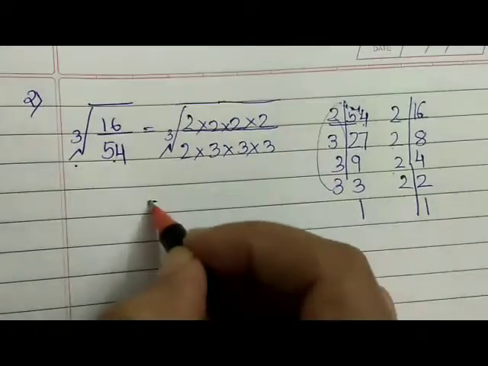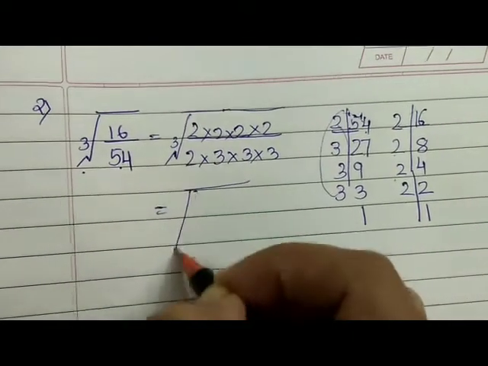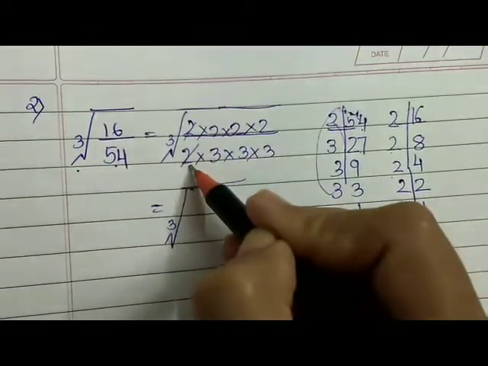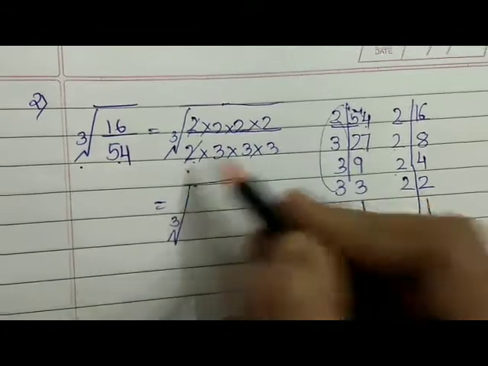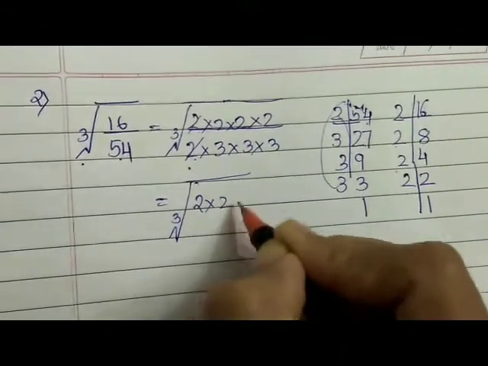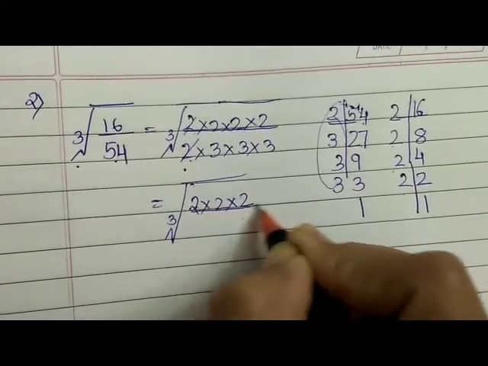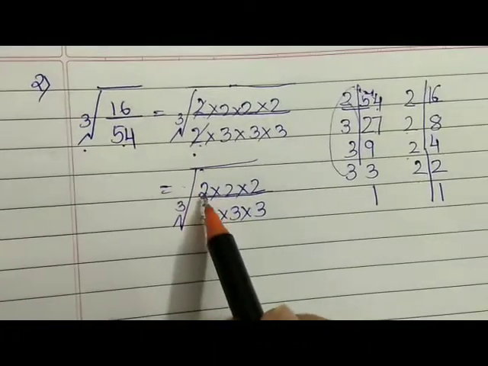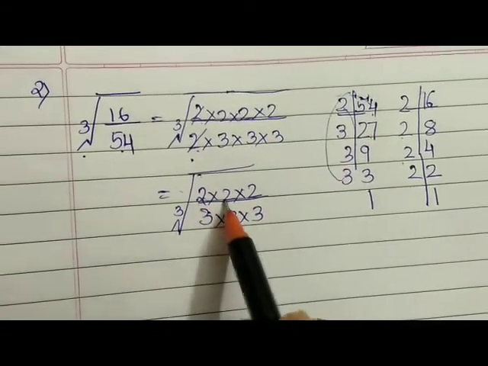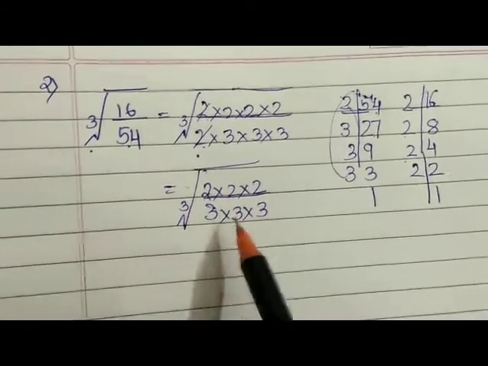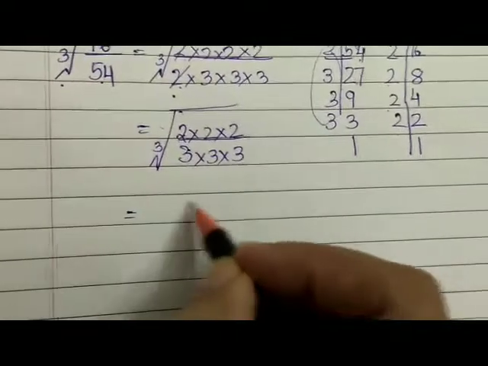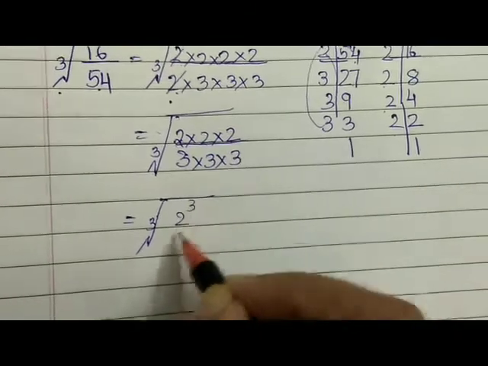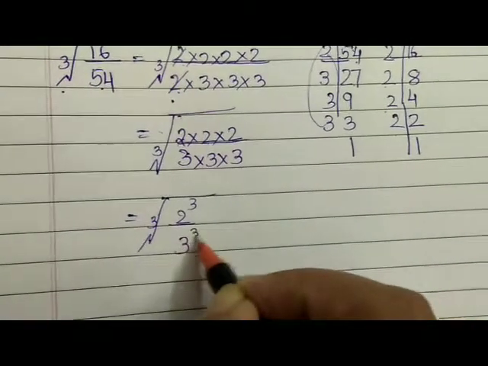After writing it down, in the next step, if you see 2 is common in both the numerator and denominator, so it gets cancelled. So we are left with these numbers in the numerator and denominator. Now we have 3 numbers in the numerator and 3 numbers in the denominator, the same factors over here. So we can write it down as 2 raised to 3 and 3 raised to 3.